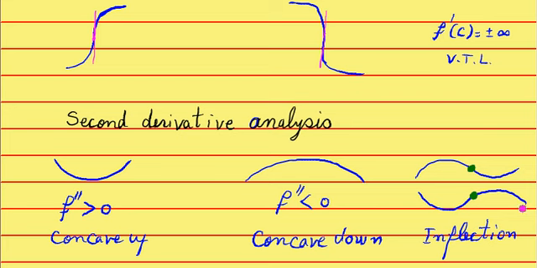Finally, for a given picture, you have to go through a second derivative analysis. You have to calculate the second derivative and do a sign chart for that. If the second derivative is positive, in that region you have a graph that is concave up. If the second derivative is negative, you have a function that is concave down. If the behavior flips from one to the other, either from concave down to up or from concave up to down, the point that separates these two behaviors is called the inflection point.